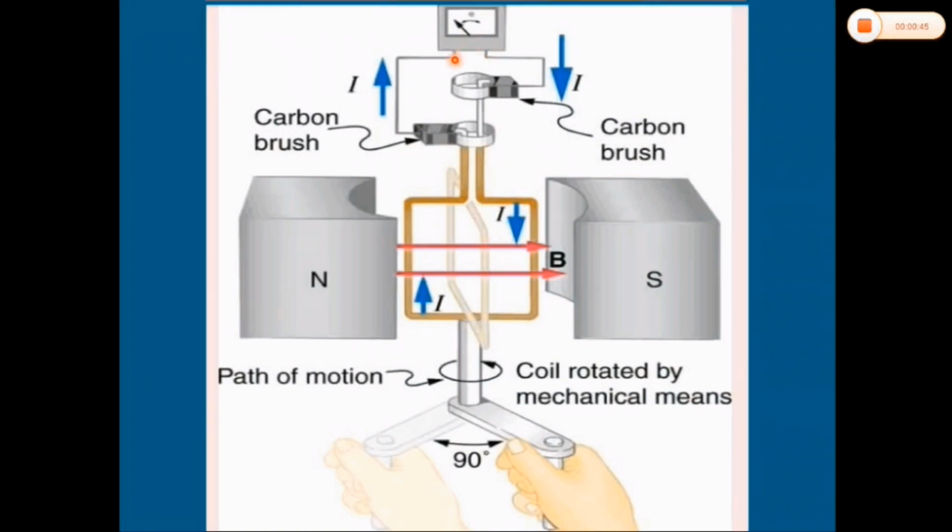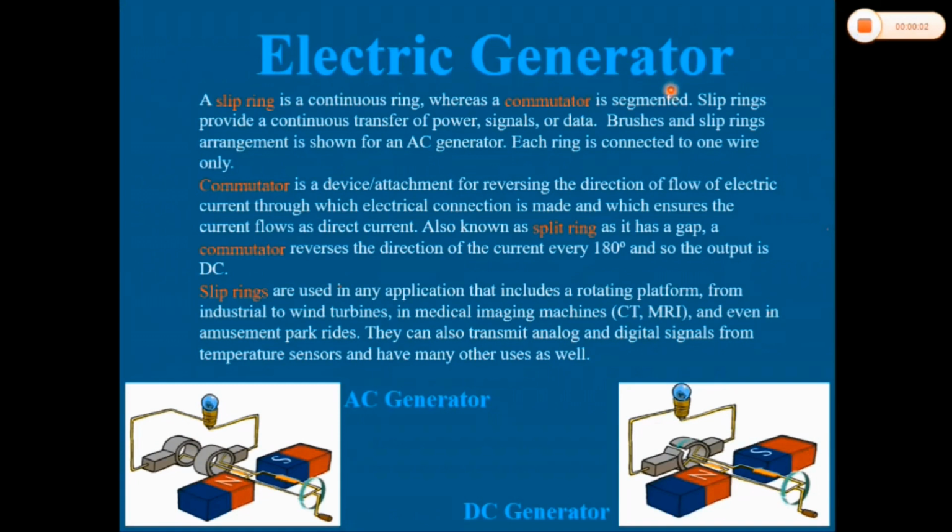We will also study a graph that shows how the size of the induced EMF changes as the coil rotates. One complete rotation of the coil in the magnetic field gives one cycle of AC. Electric generators are of two types, AC generator and DC generator. Let's see the difference between these two generators. In an AC generator, we use slip rings, and in a DC generator, we use split rings or a commutator.